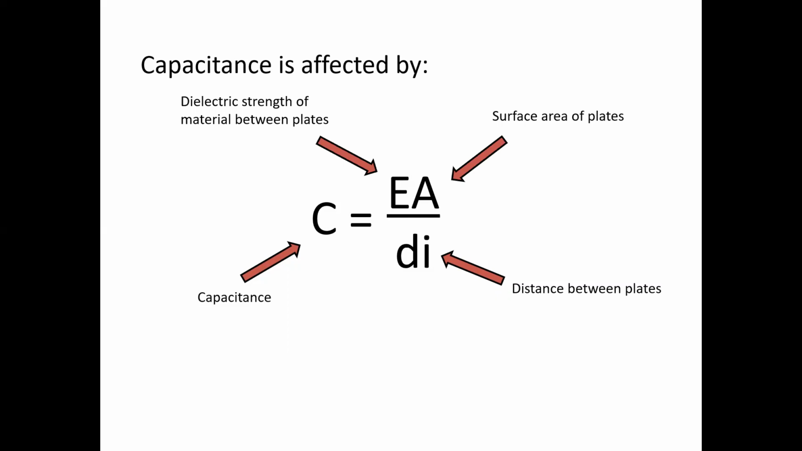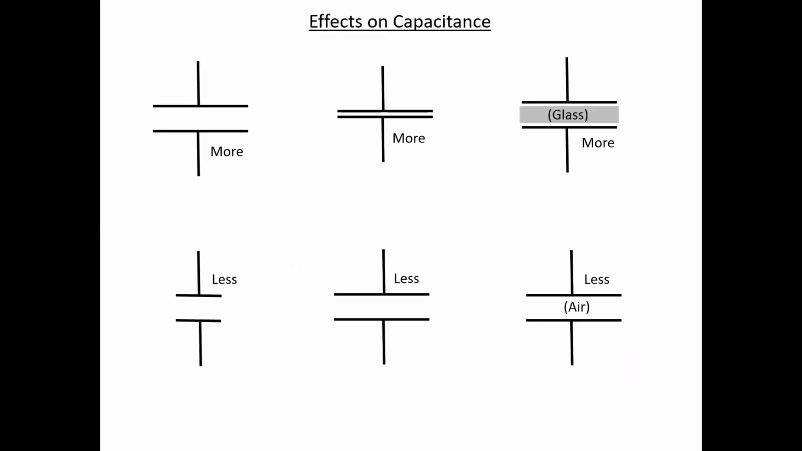And finally, the surface area of the plates. How large are the plates? A larger surface area will render a higher capacitance value. So this just shows visually the difference. There, the area of the plates is smaller, so there's less capacitance. This one, the distance between the plates is very small, so there's more capacitance. And this one has a different dielectric compared to air. And this one will again have more capacitance.